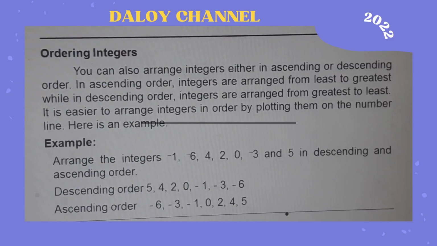For example, you are required to arrange the integers negative 1, negative 6, 4, 2, 0, negative 3, and 5 in descending and ascending order. Finally, we have 5, 4, 2, 0, negative 1, negative 3, negative 6 as the descending order. And for ascending order, we have negative 6, negative 3, negative 1, 0, 2, 4, 5.